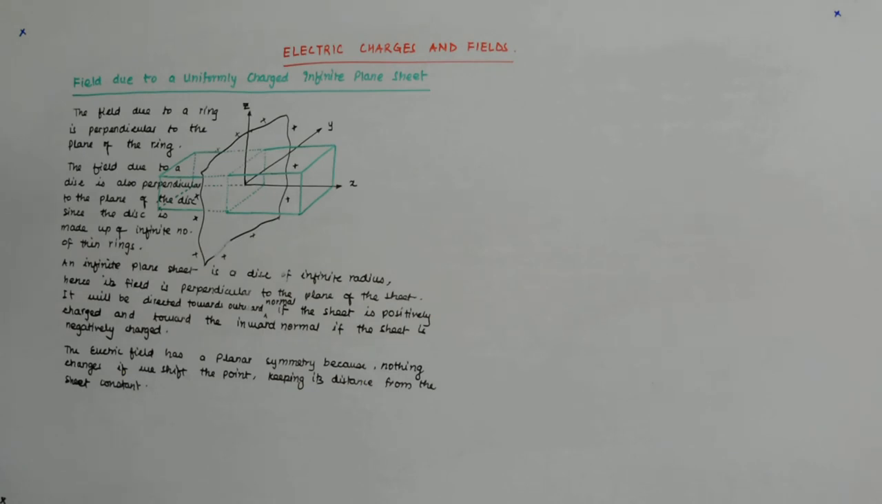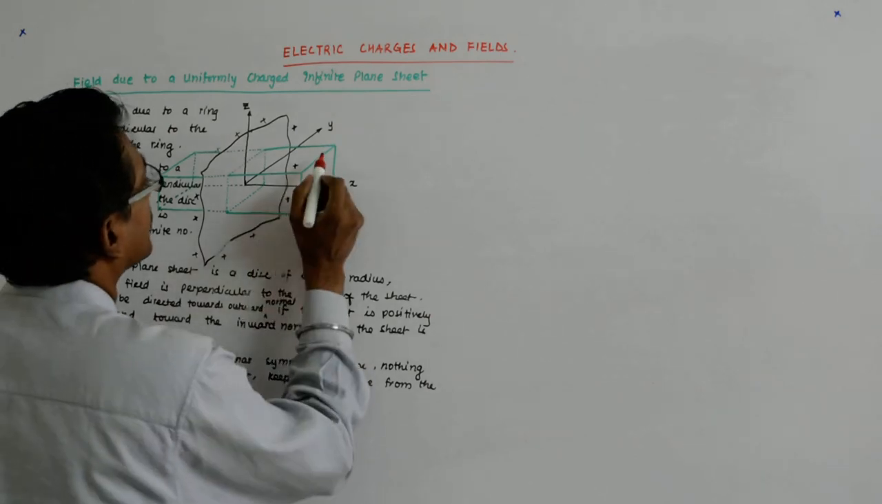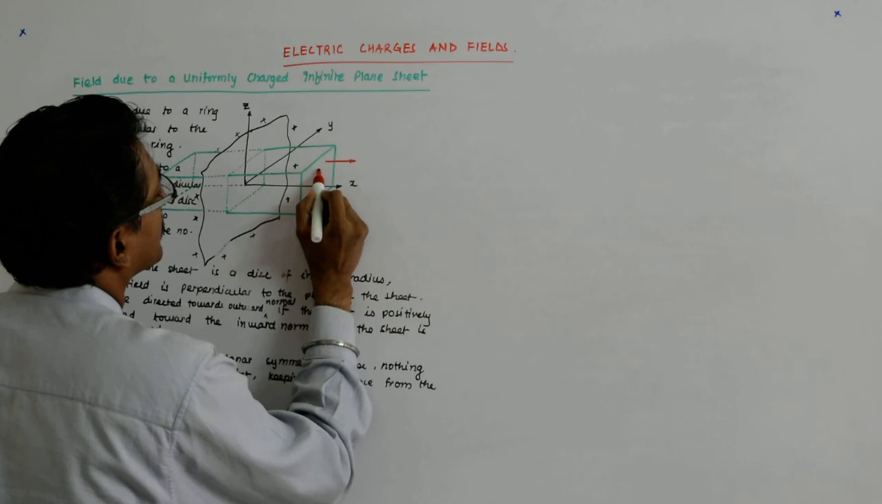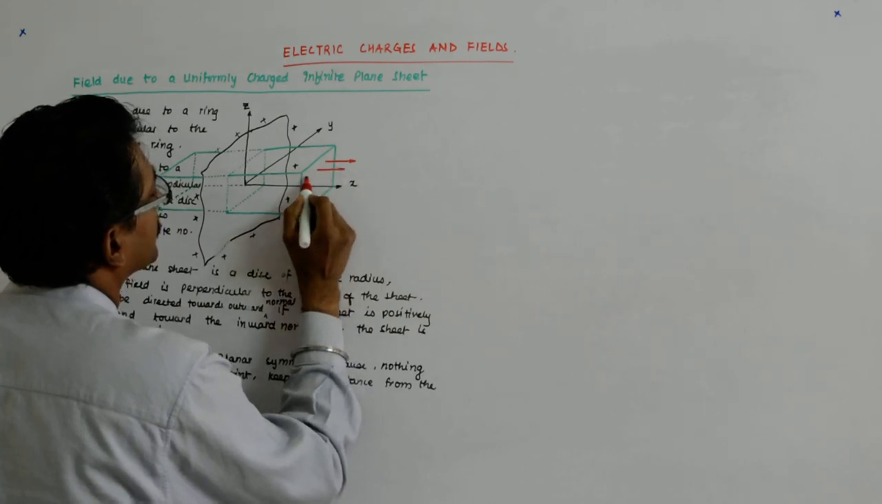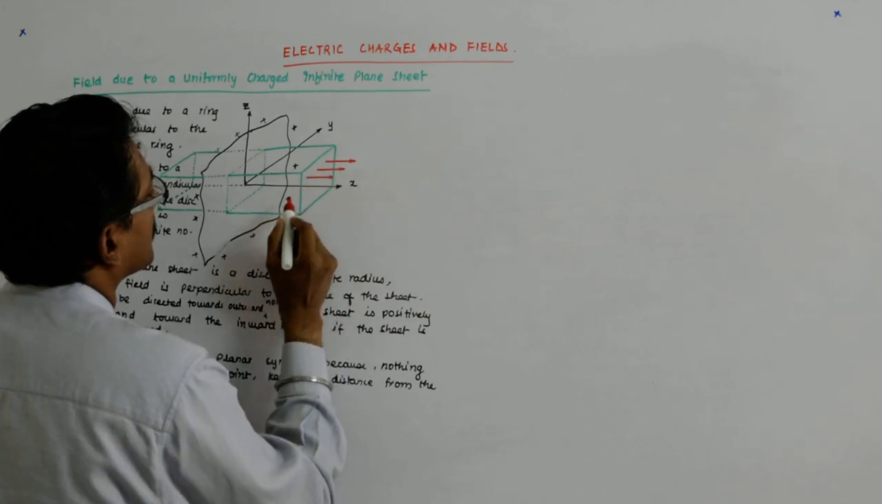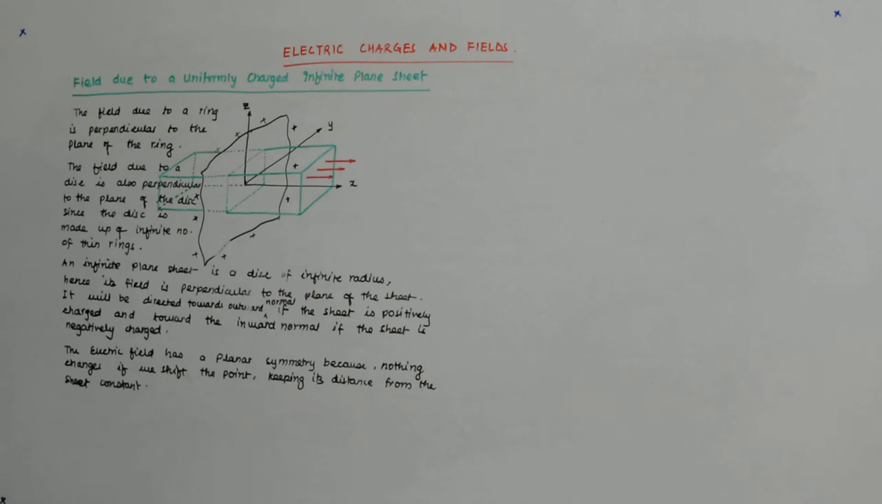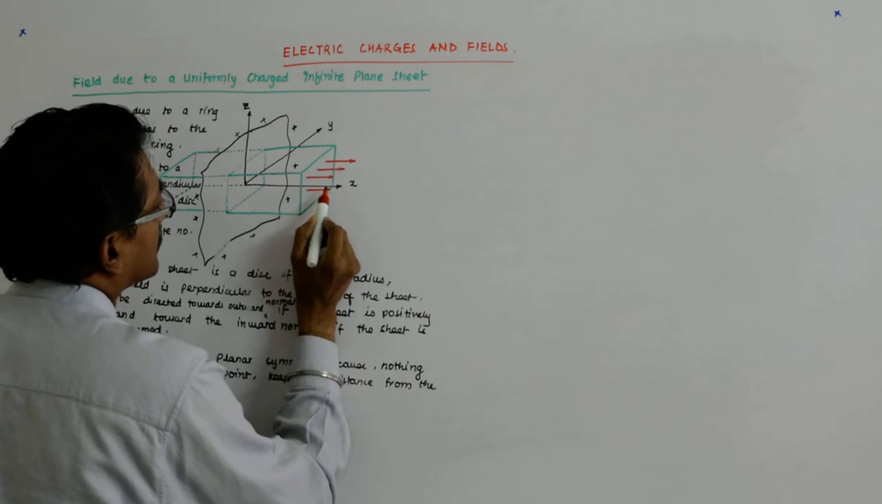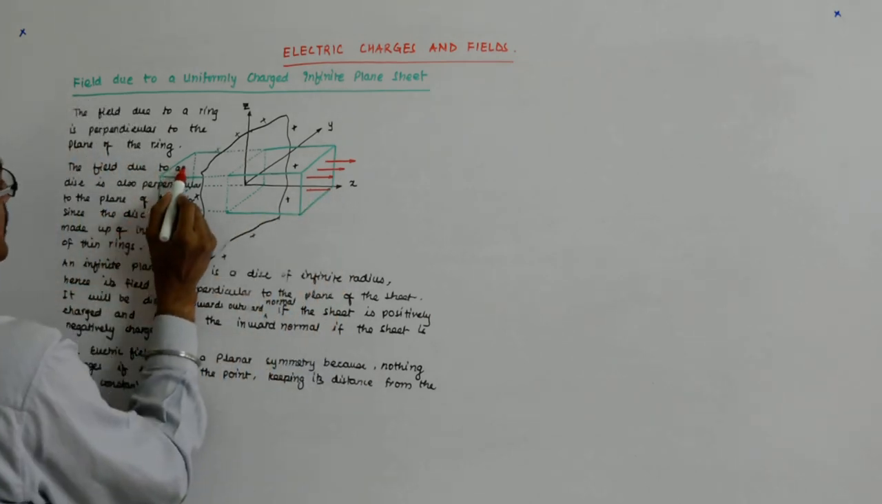Now, on this face, I have my field pointing perpendicular to this, is it not? And they'll have the same magnitude. So the field is like that everywhere on this surface. Correct? Everywhere on the surface the field is like that. And similarly here.